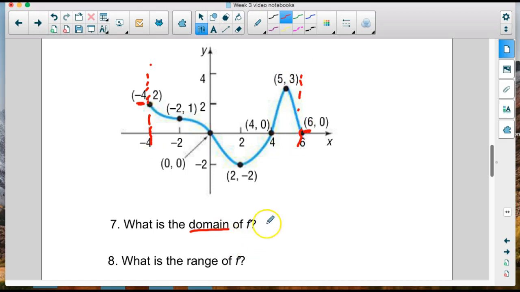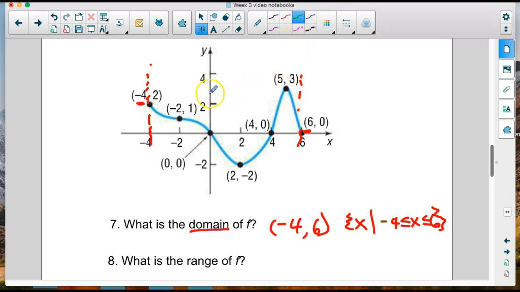So our domain as an interval would be -4 to 6, or in set notation, x is from -4. Now it equals this one, so we use an equal sign, and it also equals 6. On the other one, it did not equal. All right, now the range for a function is the answers.